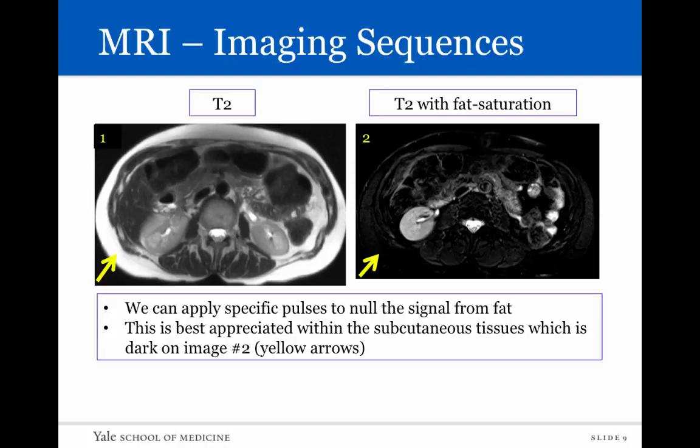So both these images are T2 weighted images. We can see that the CSF, the cerebrospinal fluid, is white or bright on both these images. The difference here, however, is if we look at the subcutaneous fat within the patient, all of that is much darker on image number 2. And so this is what we call a T2 weighted image with fat saturation. So we can apply an external signal to make sure that all the fat in the body becomes very dark, and we can use this in order to detect pathology in the patient.